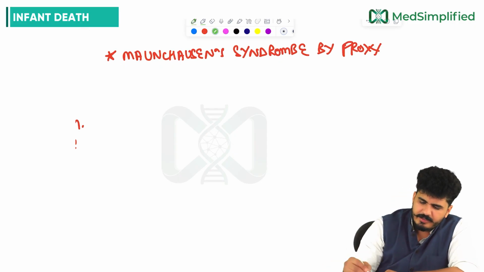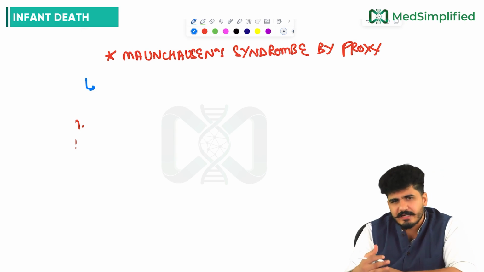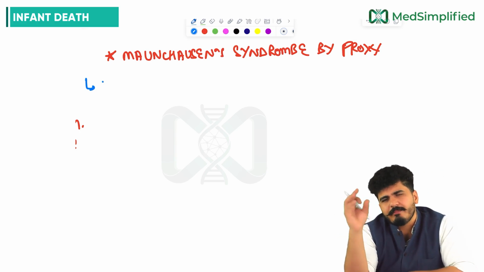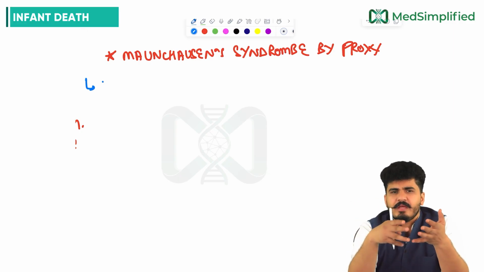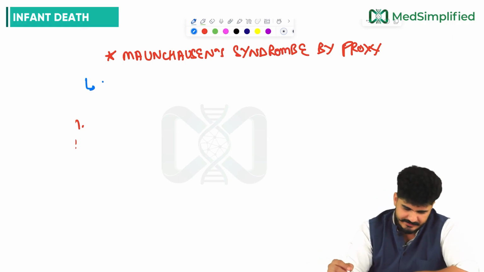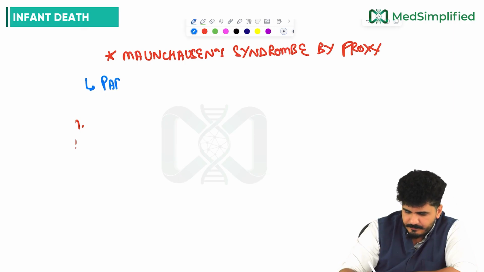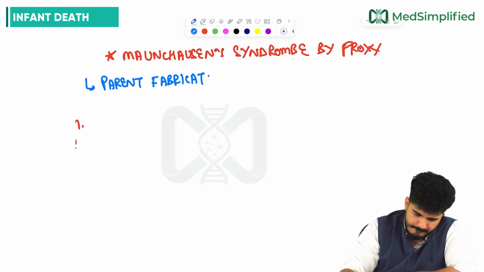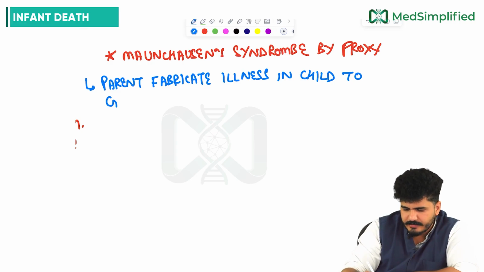So what is happening? You will write down the important points along with me. Parents fabricate a problem in the child, but it is not real, and that problem does not match the real scenario. They say something happened, but there is nothing. No disease, still they pretend their child is sick. This is called Munchausen syndrome by proxy. So what points do we need to add? First thing: parents fabricate illness in the child to gain attention.